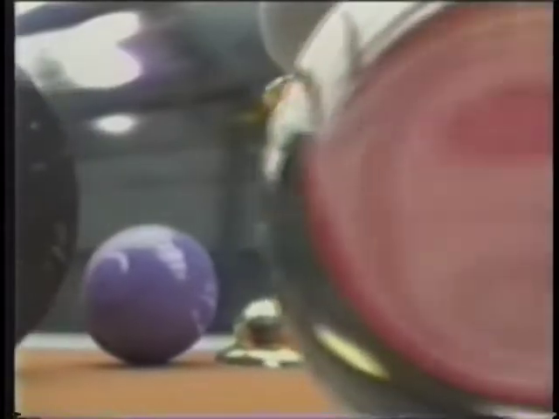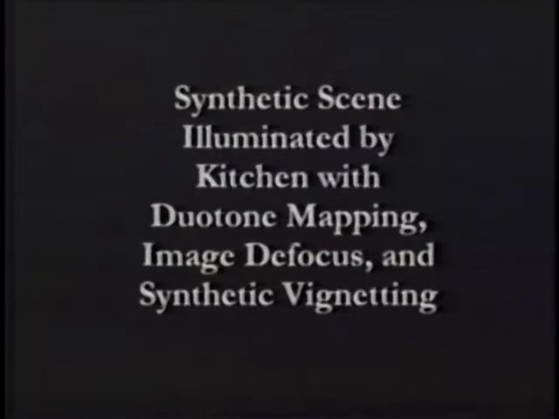This is a different scene, or the same scene with the overcast environment. You get a different quality of light on things. This next video is going to show some post-processing that you can do for fun. It's going to show the kitchen environment with some strange objects. We're doing some duotone mapping, some image defocus, and light falloff toward the corners of the image in order to produce an effect.